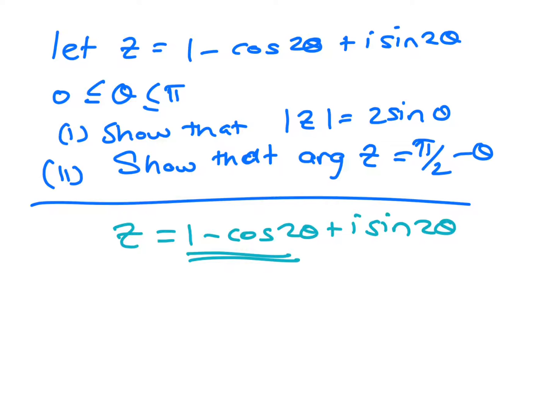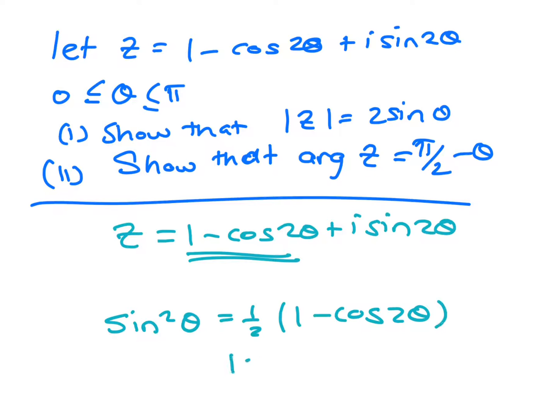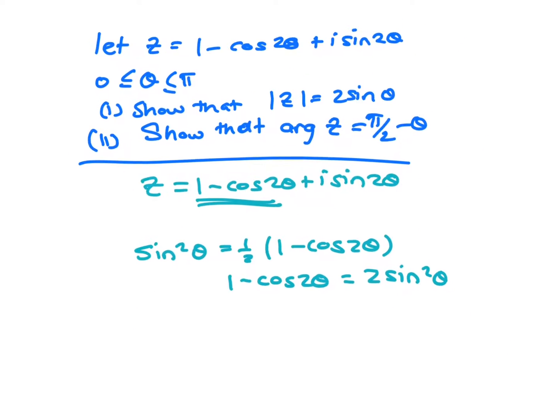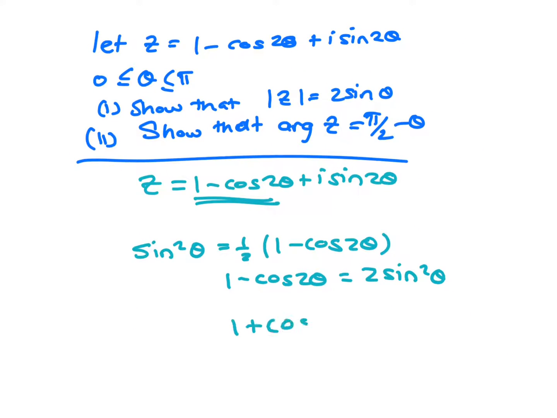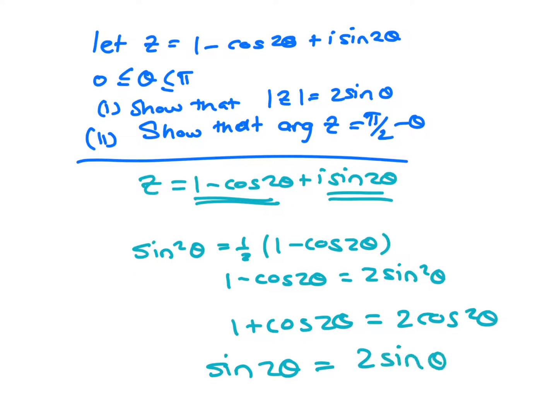theta. So you know that sine squared theta equals a half of 1 minus cos 2 theta. So it's handy to know that 1 minus cos 2 theta equals 2 sine squared theta. You can do the same thing if you see a 1 plus cos 2 theta. That will equal 2 cos squared theta, because we know cos squared theta is a half of 1 plus cos 2 theta. The other thing is that sine 2 theta equals 2 sine theta cos theta.